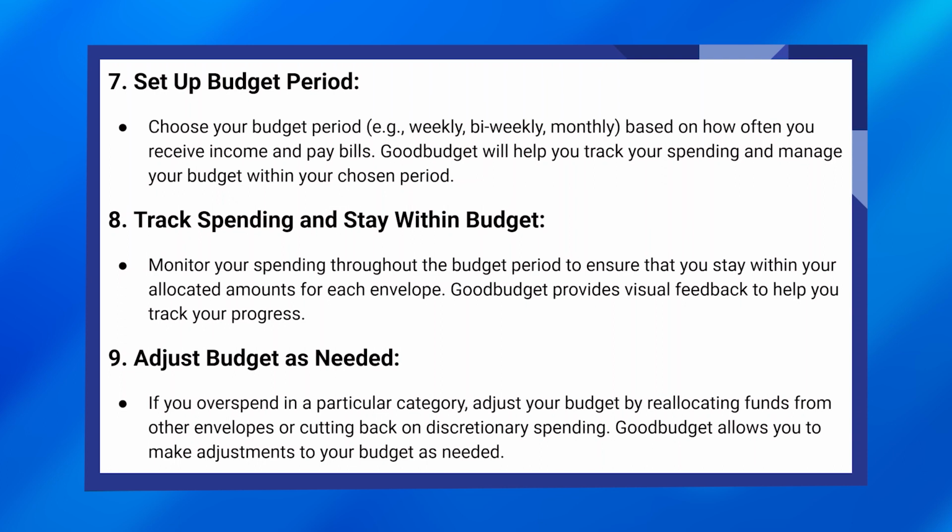If you overspend in a particular category, adjust your budget by reallocating funds from other envelopes or cutting back on discretionary spending. Goodbudget allows you to make adjustments to your budget as needed.